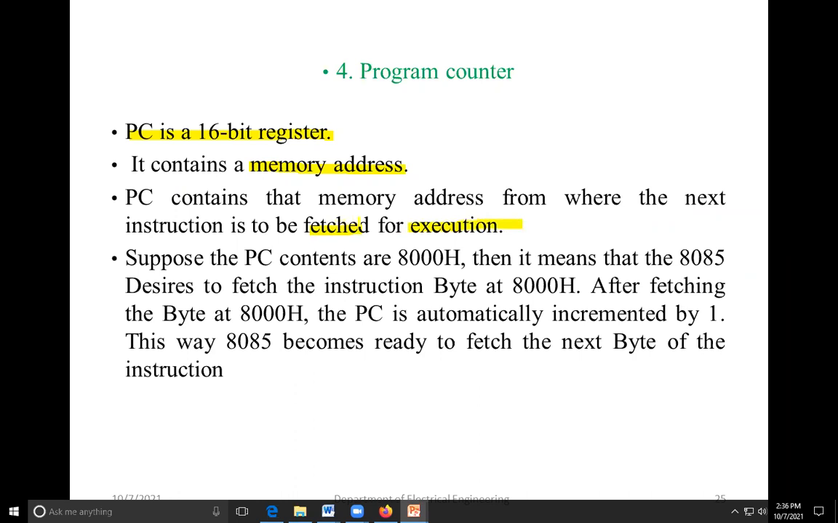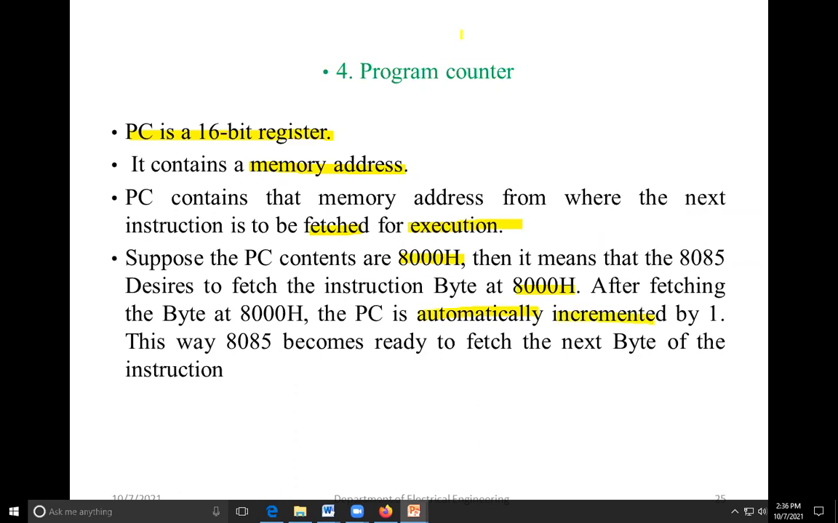To fetch means to retrieve, as I discussed in the last lecture. To fetch means you have to take the instruction from the next location and then execute it. So if the PC contains 8000H, the 8085 fetches the instruction byte at 8000H. After fetching, the program counter is automatically incremented. This is very, very important. You must remember this.